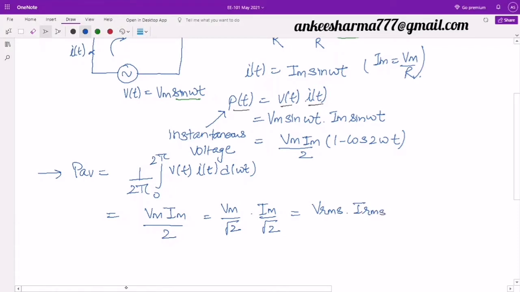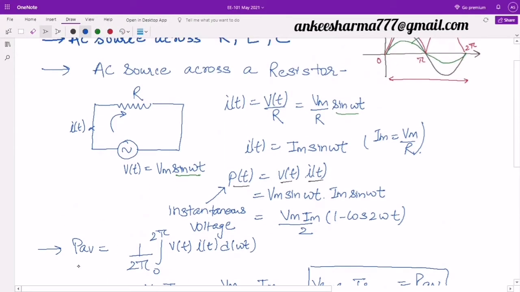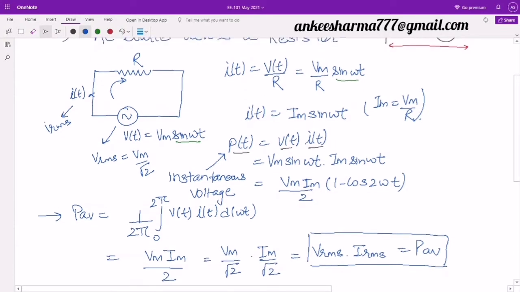So from here I can say that the average power in the case of an AC source across a resistor will be equal to the product of the RMS values of the voltage and current. This is a sinusoidal signal, so definitely there will be some RMS value. That RMS value is equal to the maximum value Vm by root 2, and this I of t will also have an RMS value, noted as Irms. So these RMS values of both voltage and current will give me the power. Is it clear to you now?